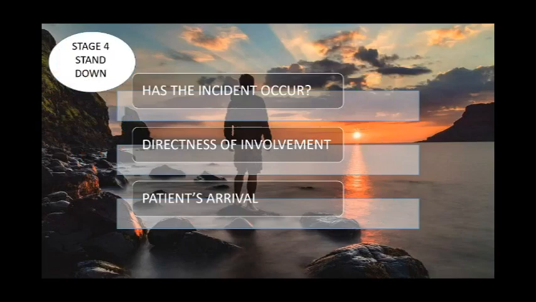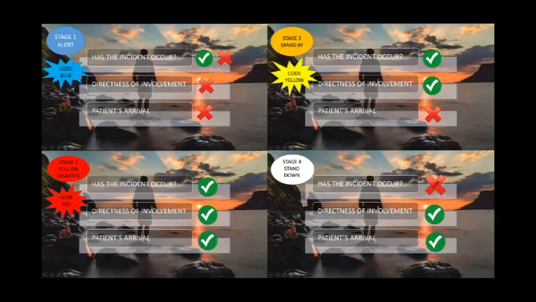And stage 4, stand down. Has the incident occurred? Yes, but the incident is already over. What about directness of involvement? Yes, we are directly involved with the incident. What about patient's arrival? All the patients have already arrived at the hospital. So based on these 3 criteria, we can do the staging of a disaster.